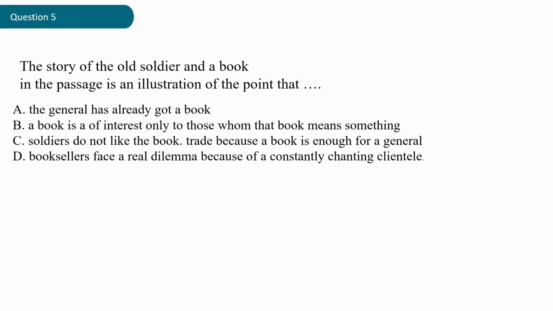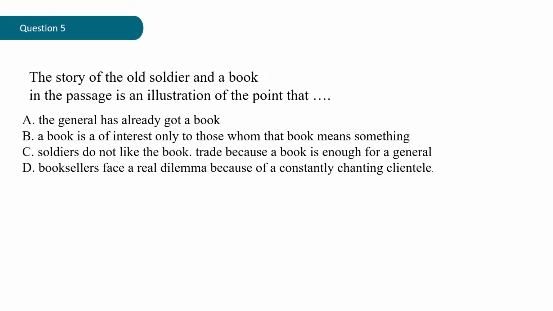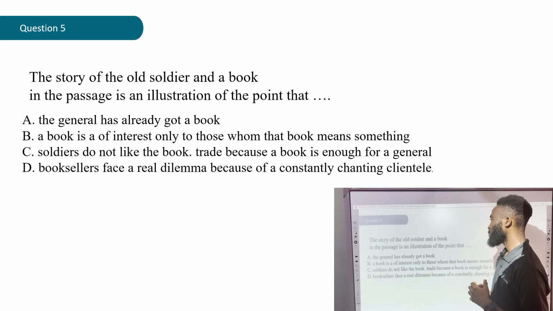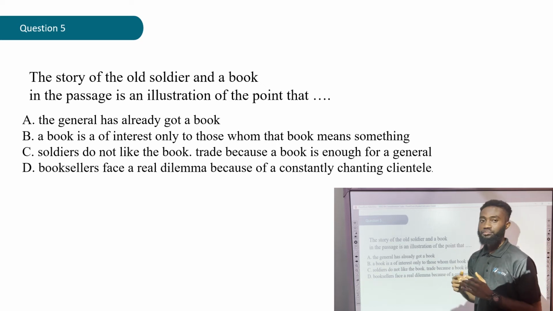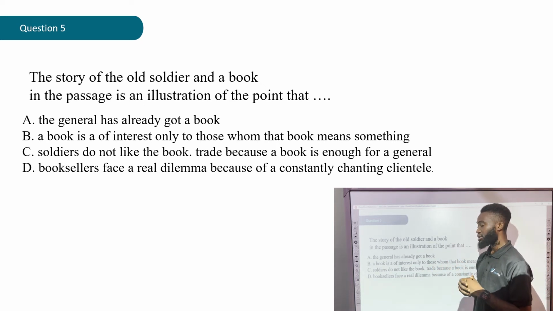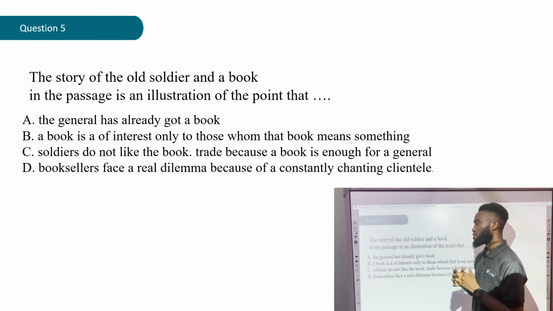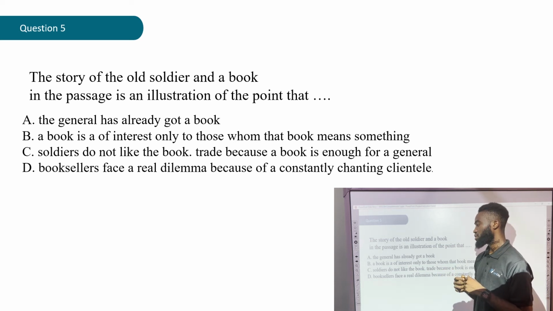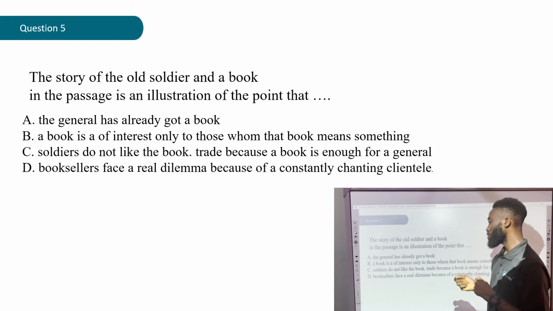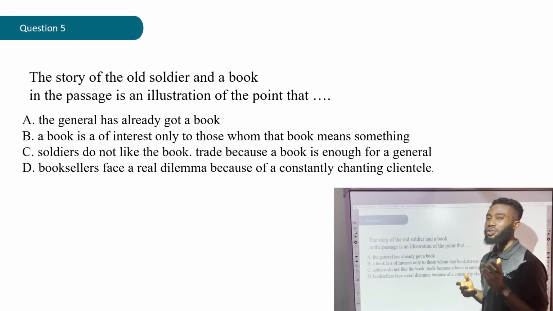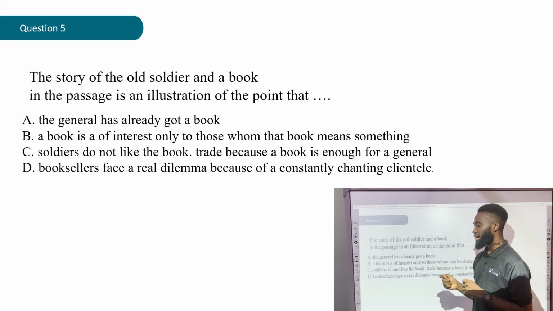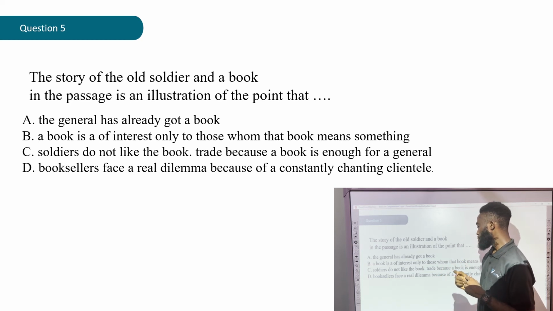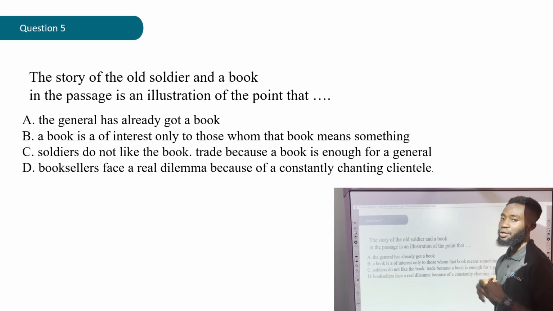Question 5. The story of the old soldier and a book in the passage is an illustration of the point that A. Is it that the general has already got a book? Or B. Is it that a book is of interest only to those to whom that book means something? Is it C. Soldiers do not like the book trade because a book is enough for a general? Or is it option D that says booksellers face a real dilemma because of a constantly changing clientele?